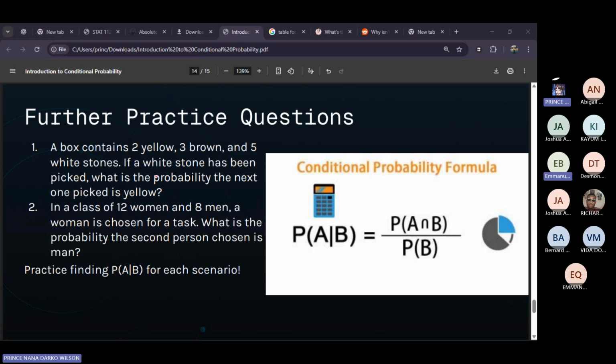Okay, so then the question says that a box contains 2 yellow balls, 3 brown balls, and then 5 white stones. Stones, not balls. Okay. Now, if a white stone has been picked, what is the probability that the next one picked is yellow? So we are looking for the probability of picking a yellow stone, given that you first picked a white stone, like so.